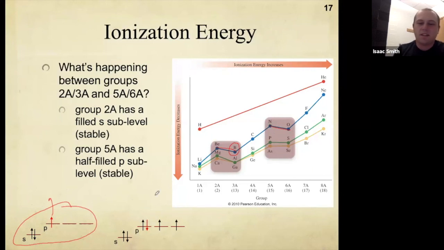Same thing with nitrogen to oxygen. So oxygen looks like this, okay? And so a half-filled sublevel is more stable than a partially filled sublevel. So if you pull out this electron, then you actually have a half-filled sublevel, which is more stable. So the energy to do that isn't as high. So that's the discrepancy here between nitrogen, oxygen, and beryllium and boron that you see. Okay. So just remember going to the right increases ionization energy, except between those two spots.